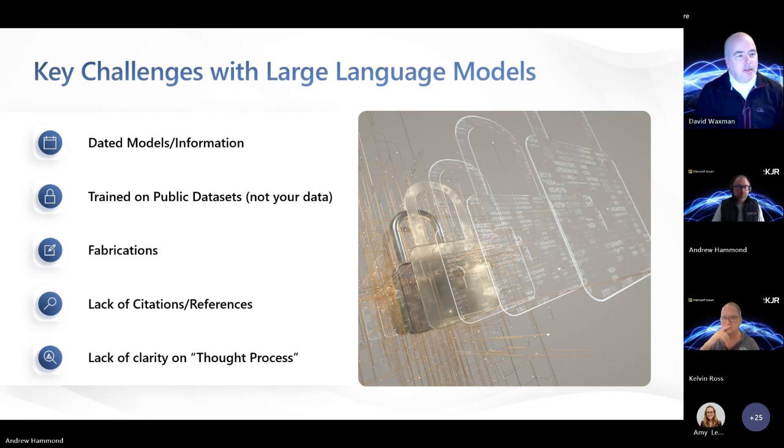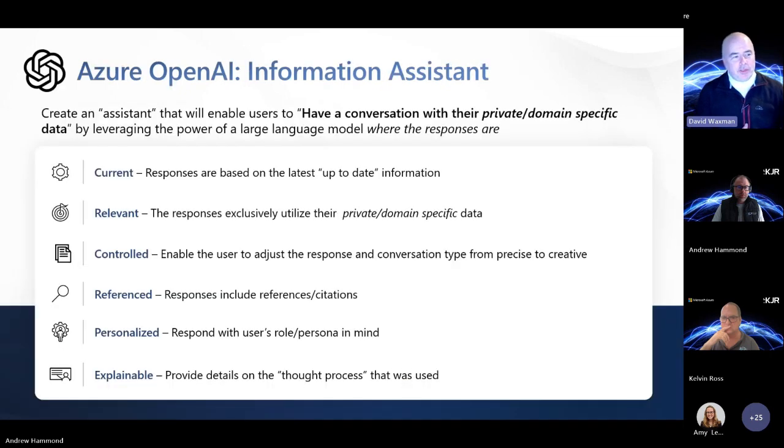Next, please. And so for those reasons, we've created something known as the information assistant. The goal here is really quite simple. It's really to allow you to have a conversation with your private or domain-specific data. But when you have that conversation, you should make sure that your response is current, so that if information's arrived in the last hour, you can tap into it. Relevant in that it really is going to base its response exclusively on your private or domain-specific data.